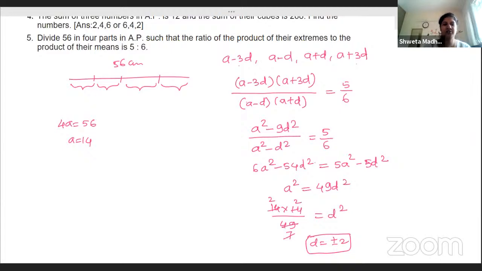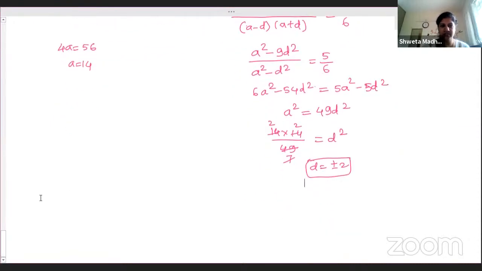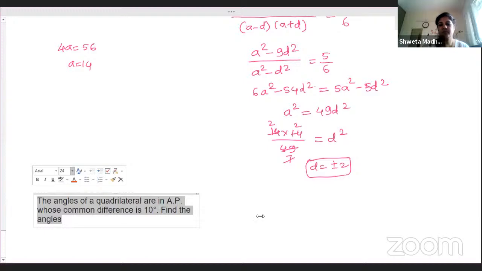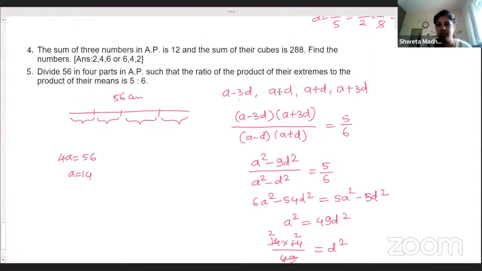Now mark the sixth question. This one, this consideration we cannot use. In the sixth question, they have given the common difference is 10. And when we consider this one, a minus 3d, a minus d, a plus d, and a plus 3d.